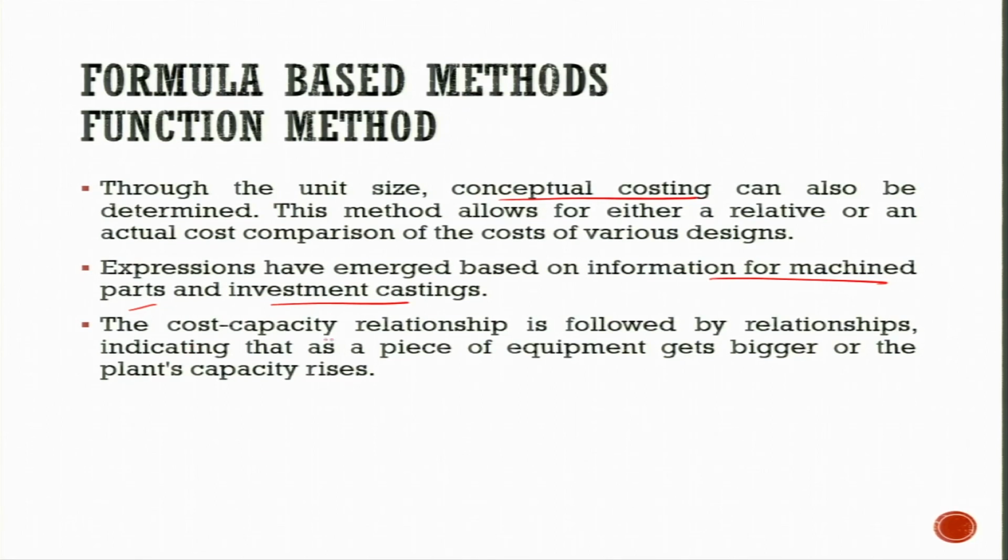The cost capacity relationship is followed by a relationship indicating that as a piece of equipment gets bigger or the plant's capacity rises, the cost changes accordingly. So, with this the second part of the costing in metal additive manufacturing is completed.